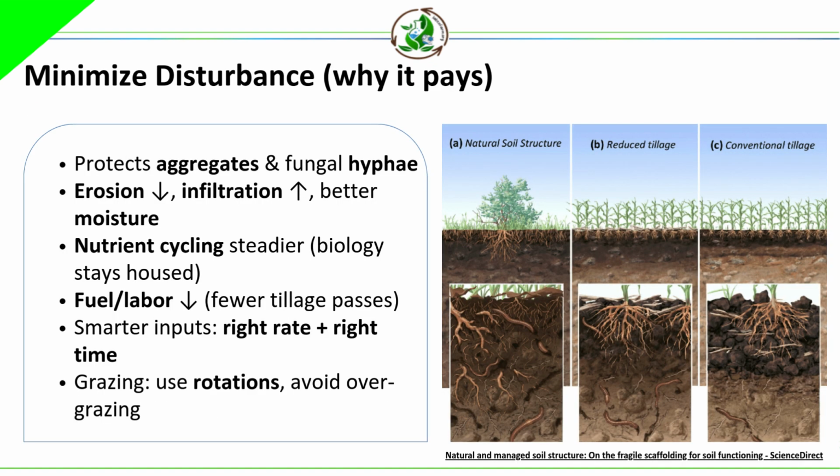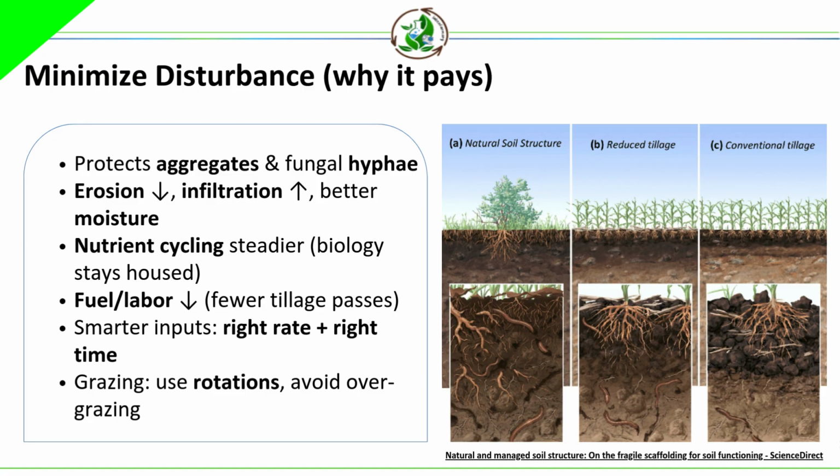Now let's talk about tillage and disturbance. Every time we plow or till, we break up the soil, in a way that's sometimes necessary since planting does need some disturbance. But too much disturbance is harmful. Why? Because it destroys the delicate scaffolding of soil, the aggregates, pores, and microbial networks built over time.